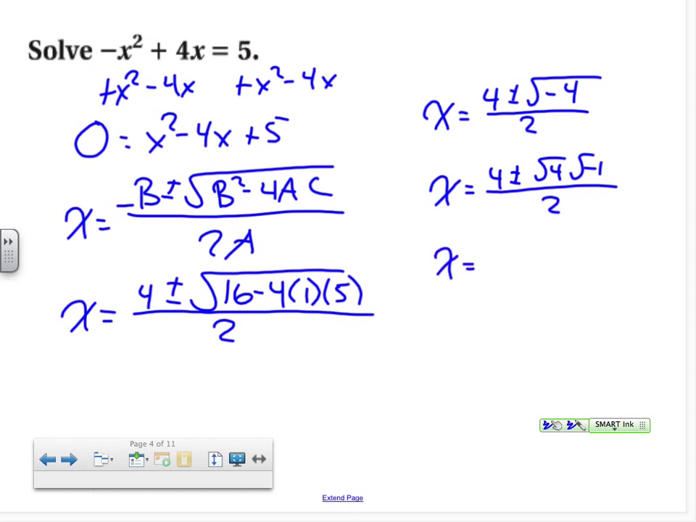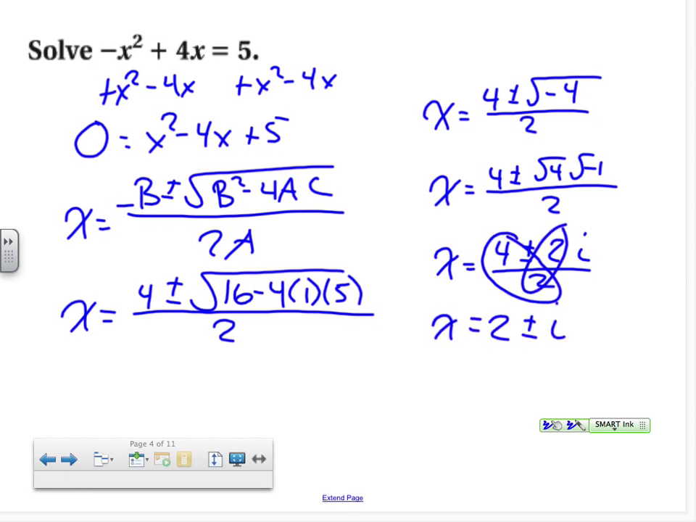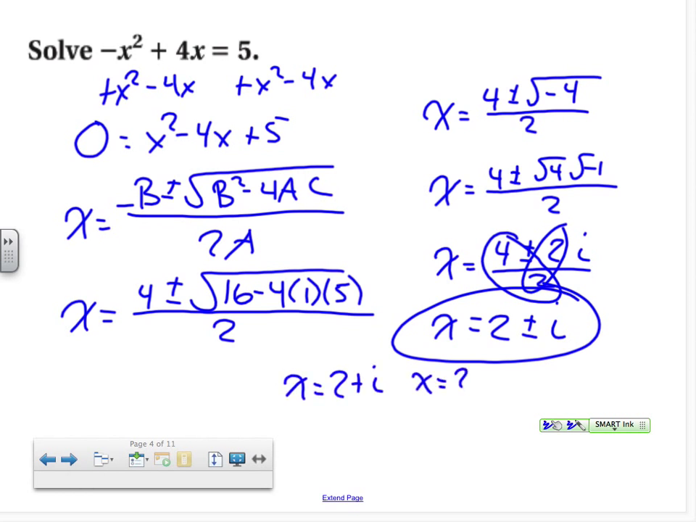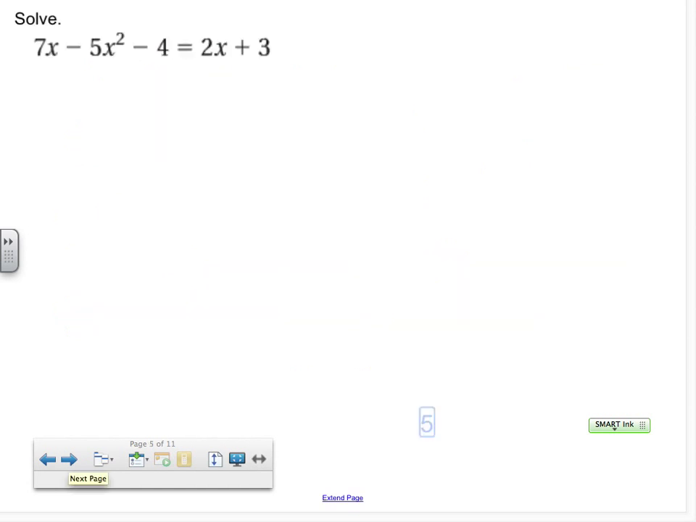So what we got is 4 plus or minus 2i over 2, and then we'll break it into two fractions. 4 over 2 is 2, plus or minus 2 over 2 is 1. So our solutions are 2 plus or minus i. So when you break it and you list it separately, 2 plus i, 2 minus i. Notice they're a conjugate pair. Okay, that's not a coincidence. Your complex solutions will be conjugate pairs.